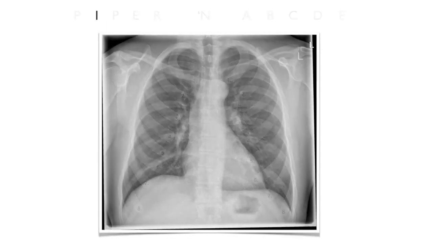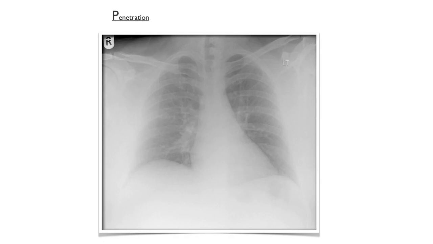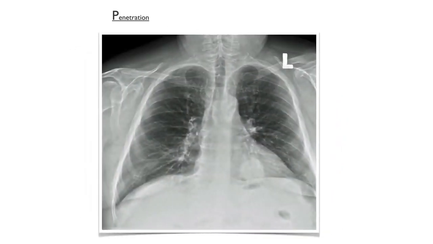The next step is to identify how well the X-rays have penetrated the patient's thorax. Penetration is assessed by identifying the outline of the thoracic vertebrae through the heart shadow. This radiograph is overly penetrated. Note how you cannot see the outline of the thoracic vertebrae. Good X-ray penetrance is important because it helps you to identify pathology lying behind the heart shadow.